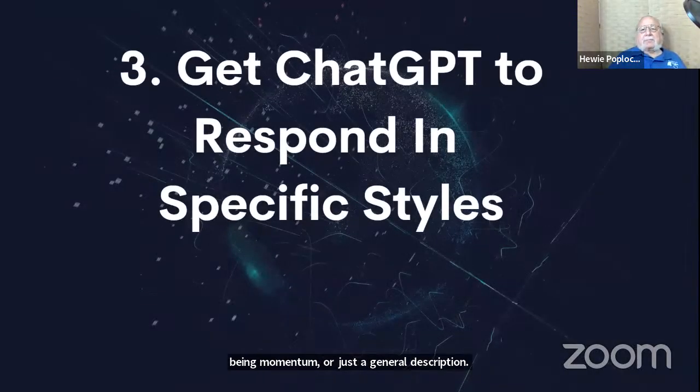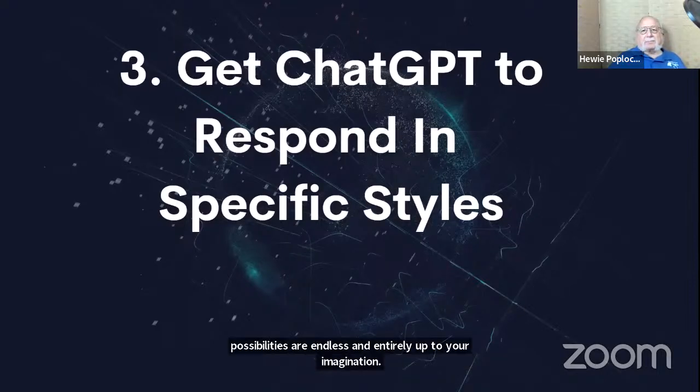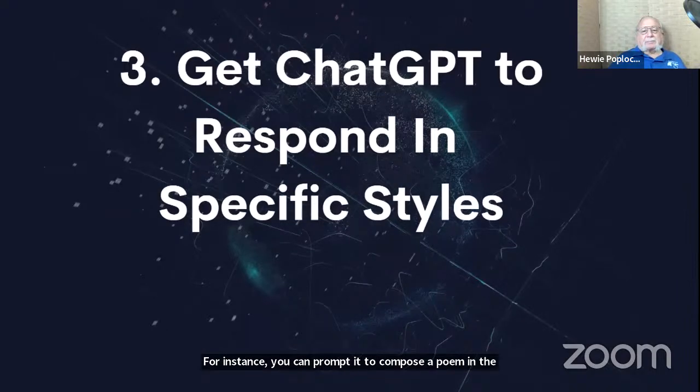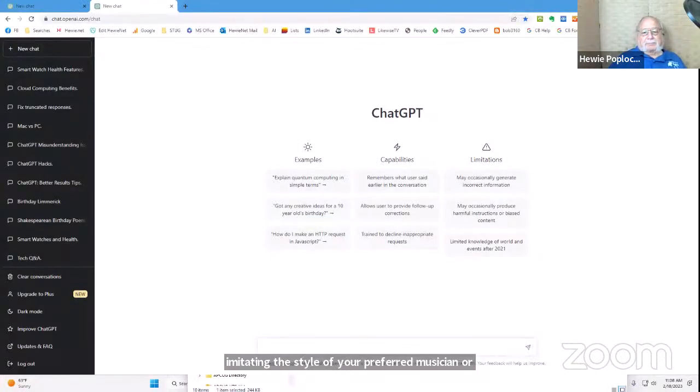When using ChatGPT, not only can it simulate an entity, it can also generate responses in various styles. The possibilities are endless and entirely up to your imagination. For instance, you can prompt it to compose a poem in the Shakespearean language, or ask it to craft a song imitating the style of your preferred musician or songwriter. Get ChatGPT to respond in specific styles.